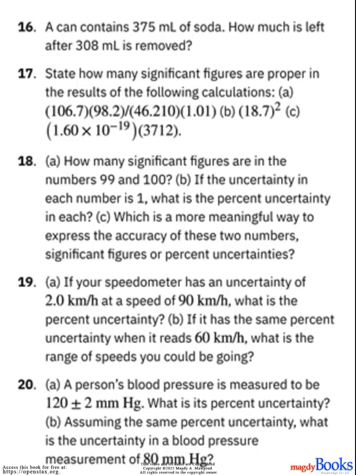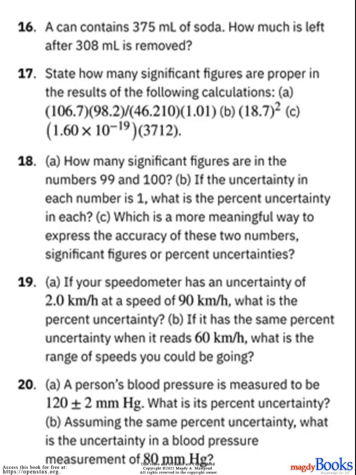18. A. How many significant figures are in the numbers 99 and 100? B. If the uncertainty in each number is 1, what is the percent uncertainty in each? C. Which is a more meaningful way to express the accuracy of these two numbers, significant figures or percent uncertainties?